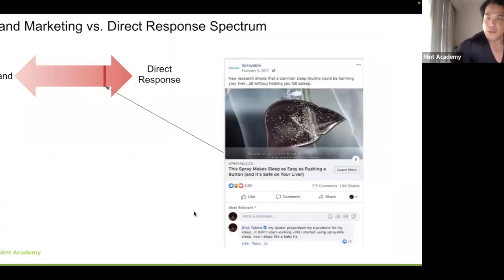On the right, you have an ad for something called Sprayable, which I have no clue what this is. I think it's a liver. But this ad is highly effective for them. And this is somewhere right over here, if not like to the extreme on the right. This spray makes sleep as easy as pushing a button. It's safe on your liver.